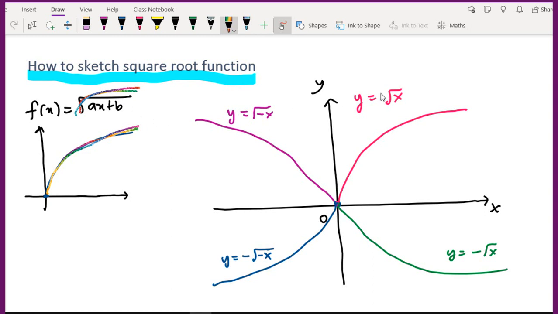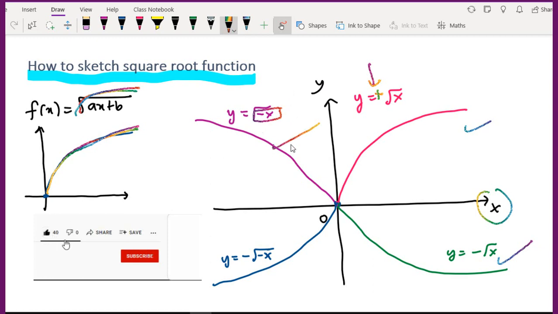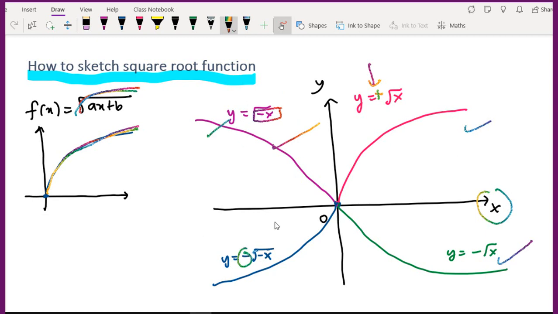Let's say the function given is y equals square root of x. When x is positive, the graph looks like this. And when the y is negative, the graph is reflected over the x-axis. So the graph is like this. When the x inside is negative, the graph is a reflection over the y-axis. Then when y is negative and x is negative again, the graph is reflected over the x-axis. This is the pattern generated for the formula.